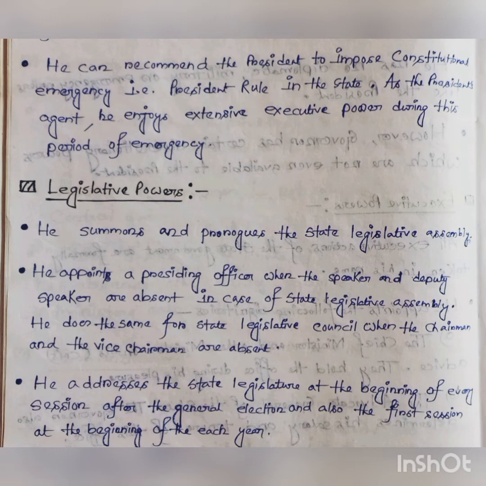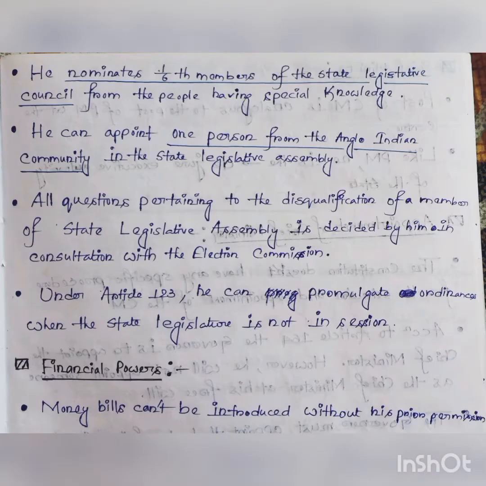Next point, he addresses the state legislature at the beginning of every session after the general election and also the first session at the beginning of each year. Next point, he nominates 1/6 of the members of the state legislative council from people having special knowledge. Next point, he can appoint one person from the Anglo-Indian community in the state legislative assembly, same like the President appoints 2 members from the Anglo-Indian community in the Lok Sabha.